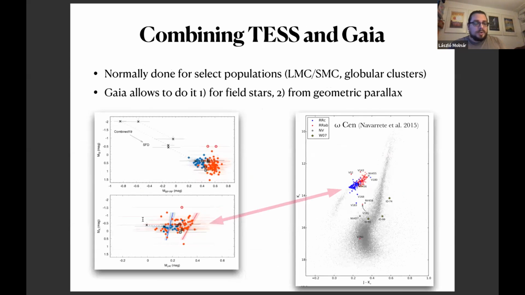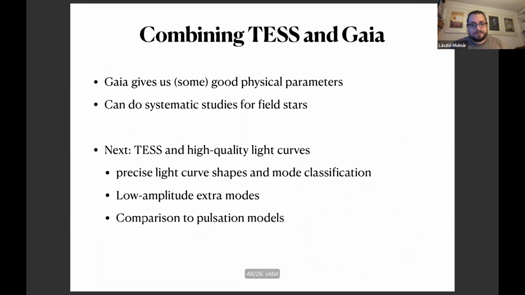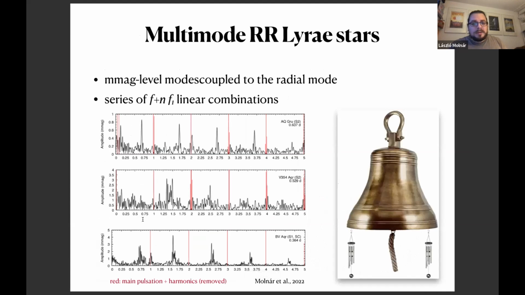This is important because we can now do this not for a subset of stars, for a globular cluster, for example, where we have distance data, but we can take a random sample of stars and just put them on the same figure at nearly the same precision. And now that we have these stars in the color-magnitude diagram, we can also look at their light curve properties in more detail and look for additional modes in them. And that's what Robert alluded to.